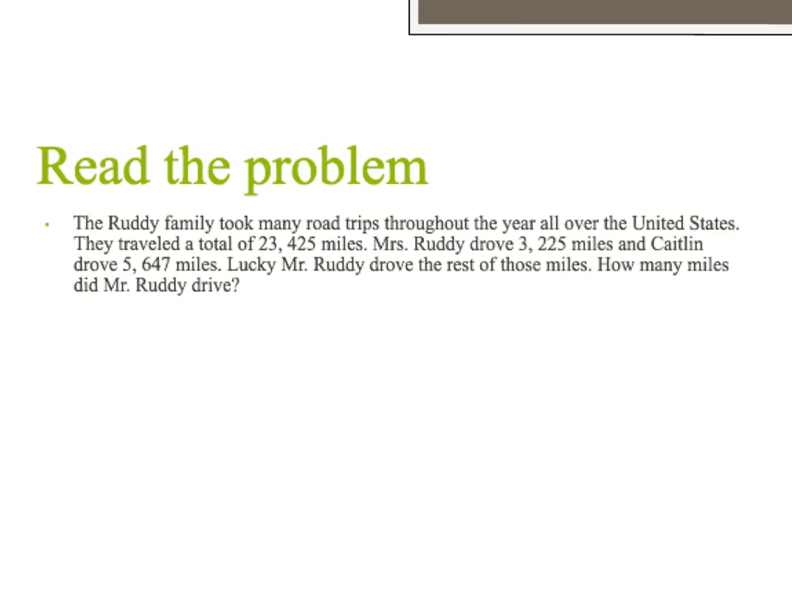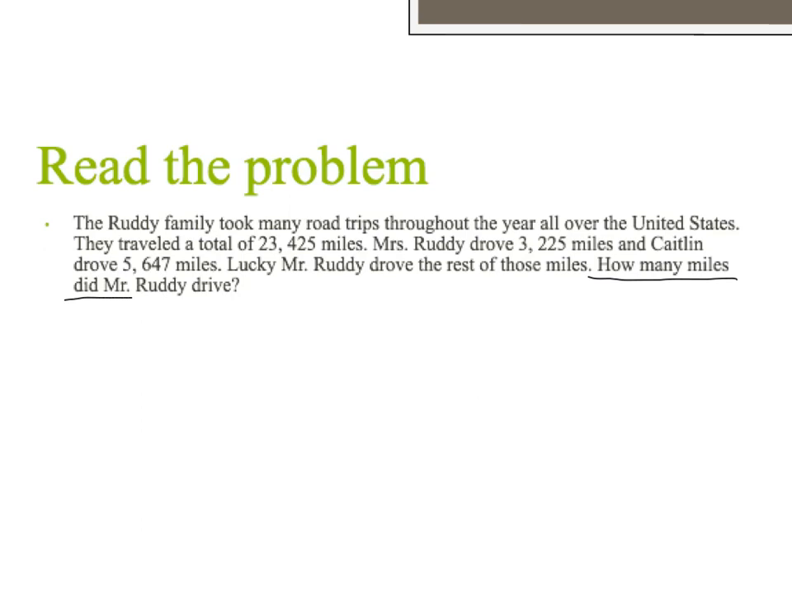The Ruddy family took many road trips throughout the year all over the United States. They traveled a total of 23,425 miles. Mrs. Ruddy drove 3,225 miles, and Caitlin drove 5,647 miles. Lucky Mr. Ruddy drove the rest of those miles. How many miles did Mr. Ruddy drive? So remember, first we want to really focus on the question.